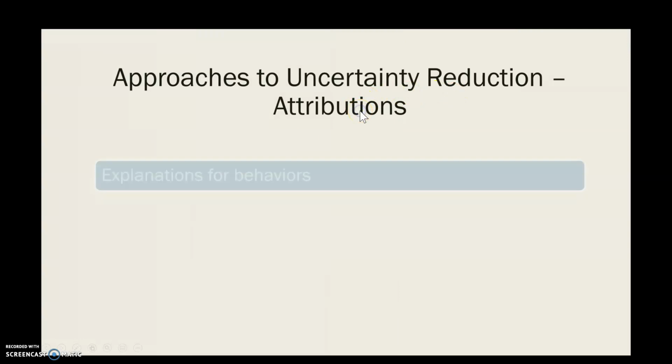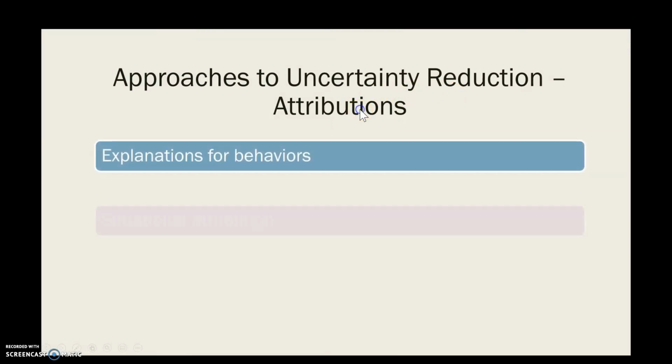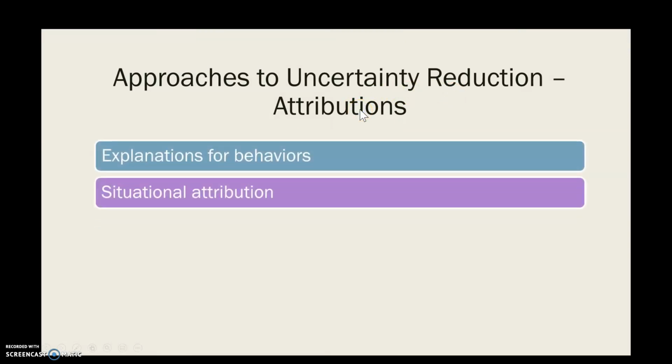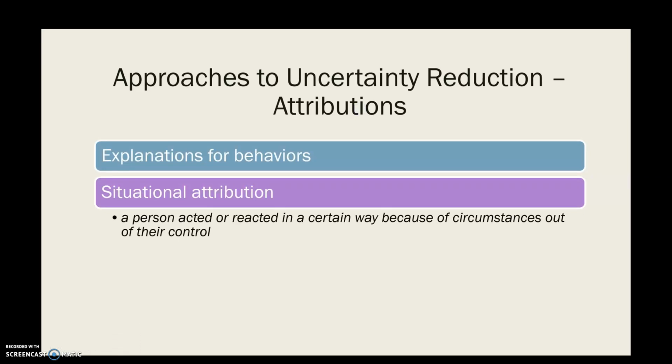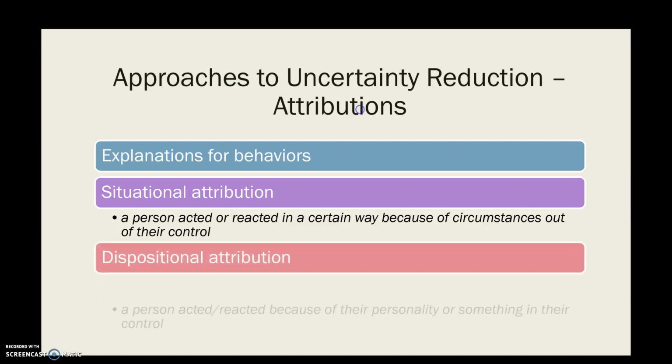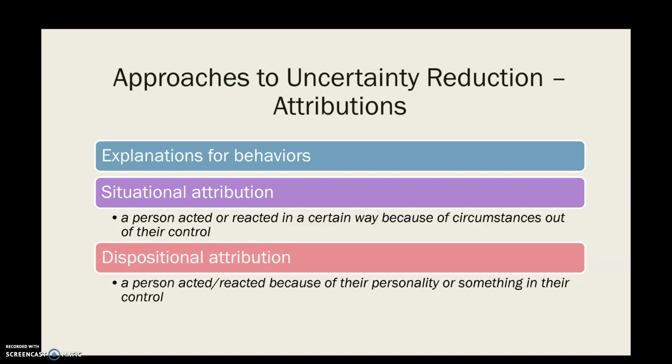Attributions have to do more with actions. So they are explanations for behaviors, and there are two different kinds. Situational attribution says that a person acted or reacted in a certain way because of circumstances out of their control. In certain situations, you might think of it as making excuses for someone. Dispositional attribution says that a person acted or reacted a certain way because of their personality or something that was in their control. So they made a choice.